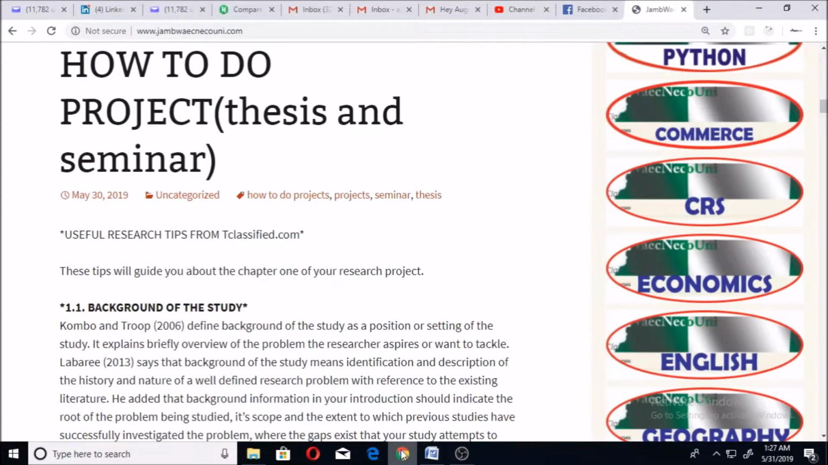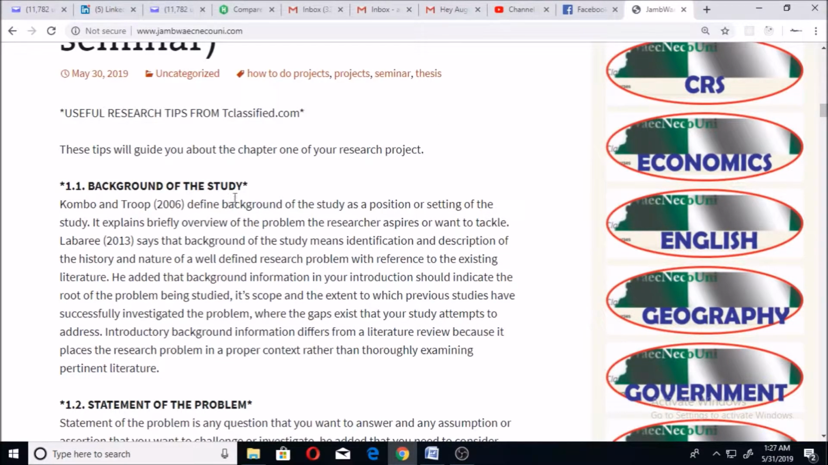So if you're not doing flow pattern, you're doing another thing. So what is supposed to be in your background of study? That is what we see here. You see that Combo and Troop in 2006 defined background of study as the position or setting of the study. The setting of the study, you're giving the background overview. It explains briefly the overview of the problem the researcher aspires or wants to tackle. So here you have to define the problem you want to tackle.